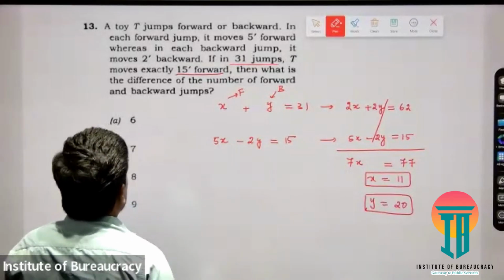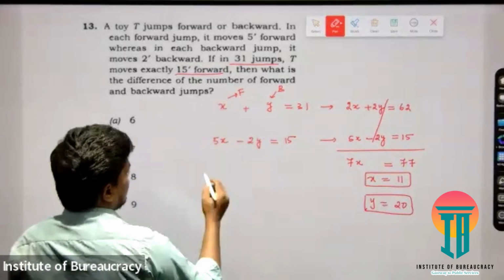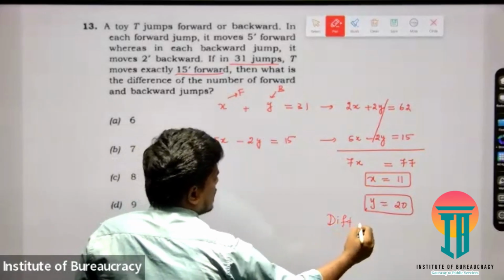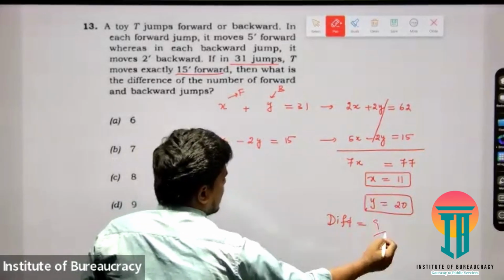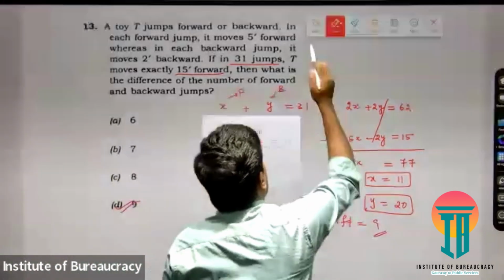And what is the question? What is the difference of the number of forward and backward jumps? What is the difference here? So difference is 20 minus 11, it is going to be 9. 9 is the answer for this question. So the next one.